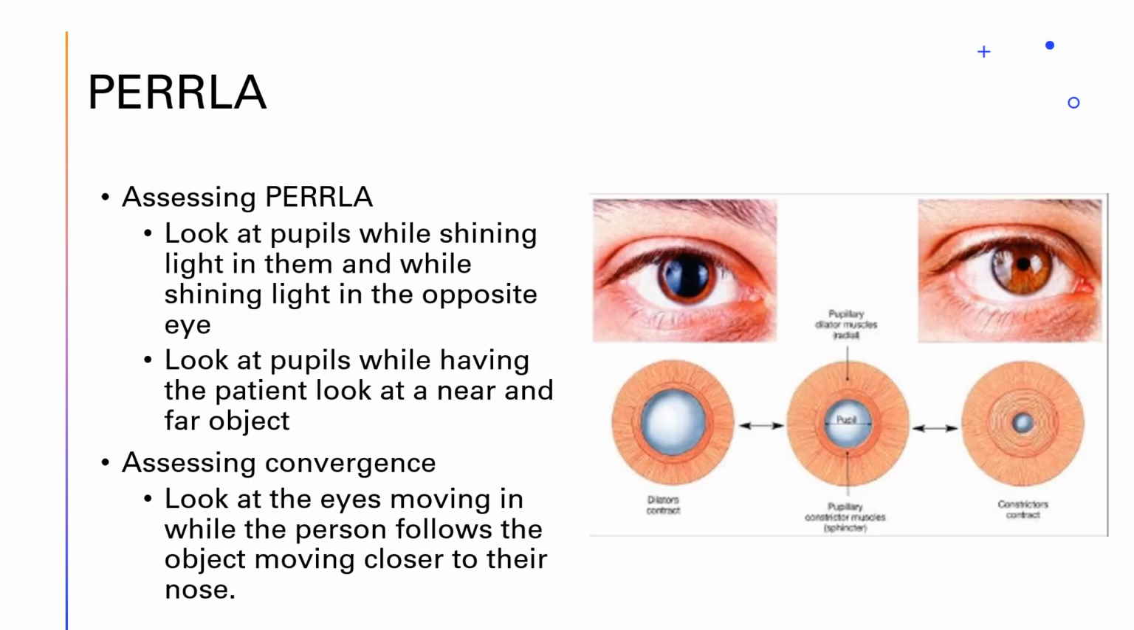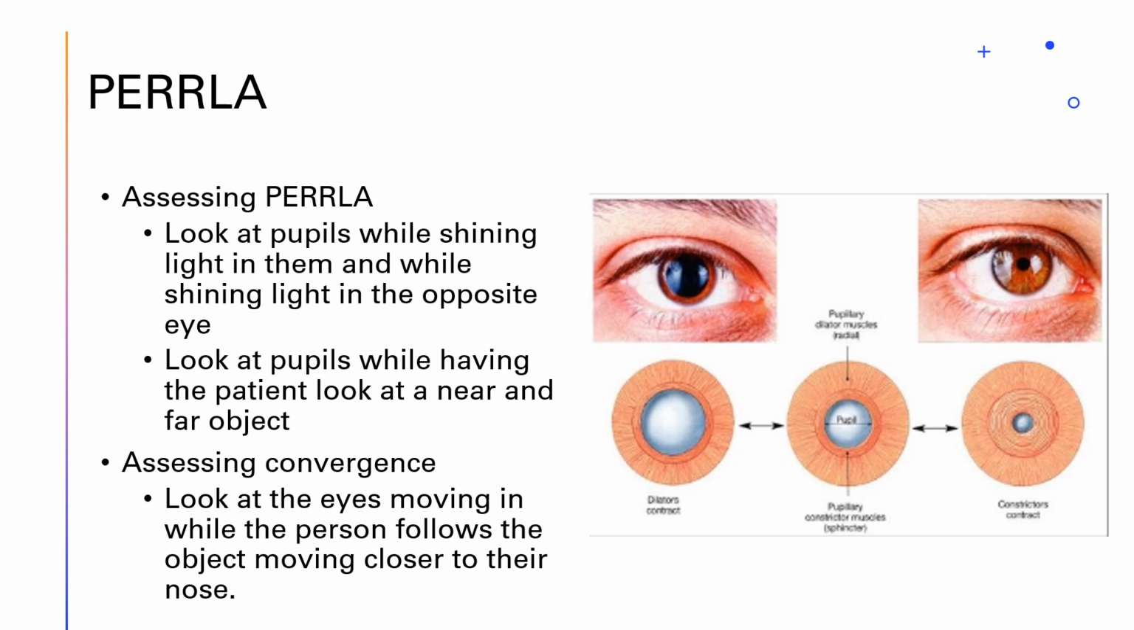Next, we need to assess the pupils. When we assess the pupils, we're looking at several things at once. We're checking the pupil size, the pupil shape, and if the pupils react to light, and to see if the pupils accommodate and converge. And we call this checking PERLA. PERLA stands for pupils equal, round, reactive to light and accommodation, and PERLA is a normal finding.